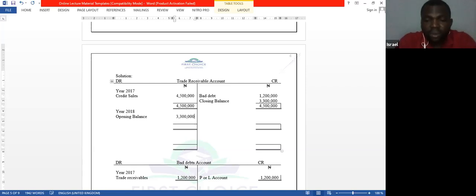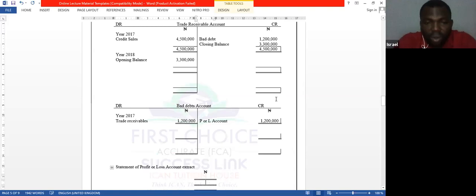But your bad debt will not have an opening balance, because it's an expense account, as the amount has been written off to your profit or loss. Oh, sorry, you are expected to prepare that. Okay. Let me close the year 2017. So let's scroll down. I have forgotten. Okay, so you are expected to prepare for this one as well.